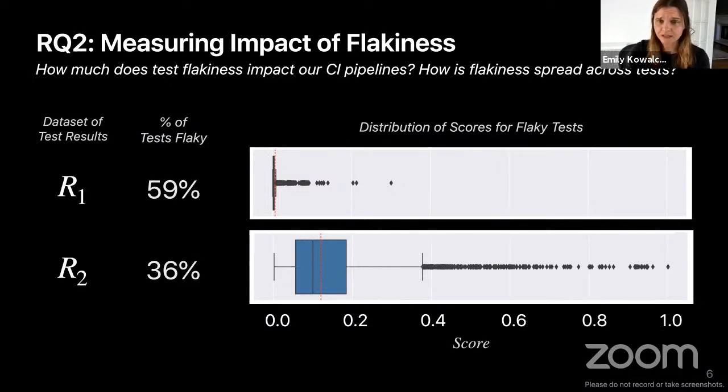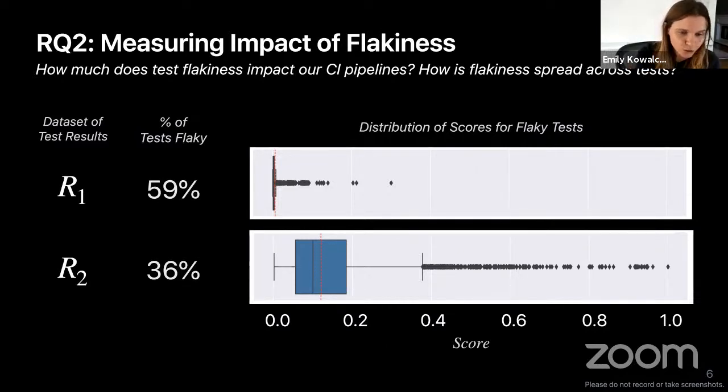We can dive deeper into the actual distribution of the scores and start to understand how flakiness is actually impacting them a bit differently. So in R1, we can see the scores are actually very low. The mean is basically a flip in every maybe 100 runs or so. There are some outliers with the max being about 0.3, so that's roughly something like 3 flips in every 10 runs.